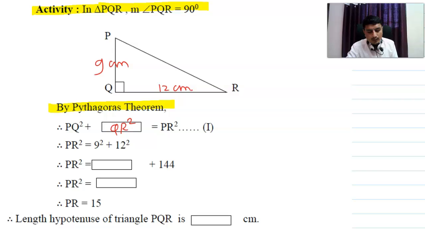To evaluate the value of PR square, PR square equals PQ is 9, so 9 square, plus QR is 12, so 12 square. Now we know 9 square, 9 nines are 81, while 12 square, 12 twelves are 144. So 81 plus 144 we are getting 225. We have to evaluate the length of the hypotenuse, that is the value of PR. So taking square root on both sides, PR equals square root of 225, which is 15. So the length of the hypotenuse of triangle PQR is 15 centimeters.